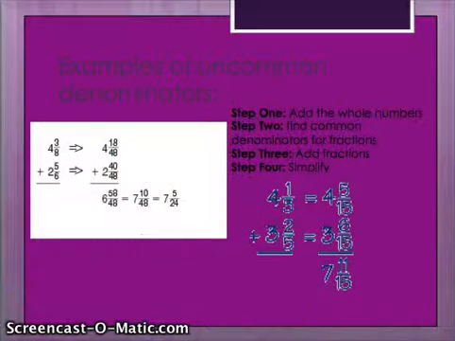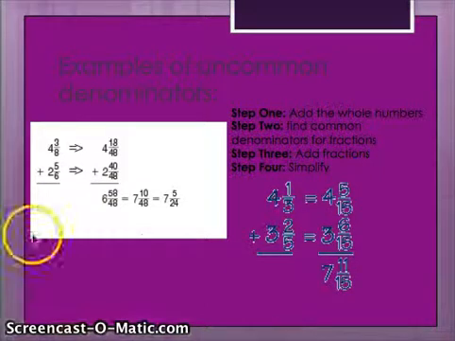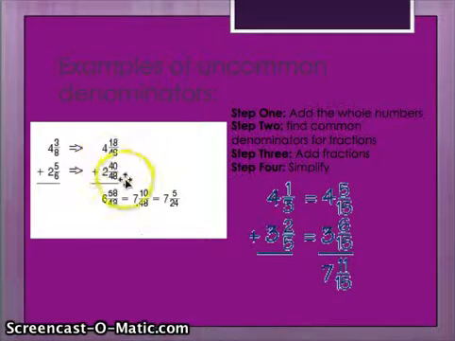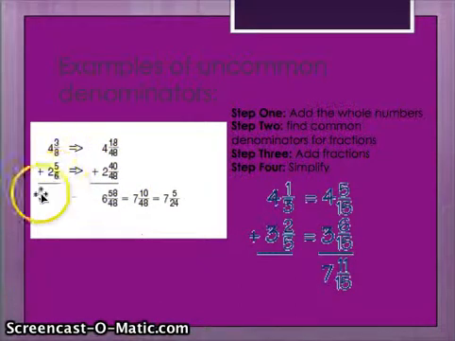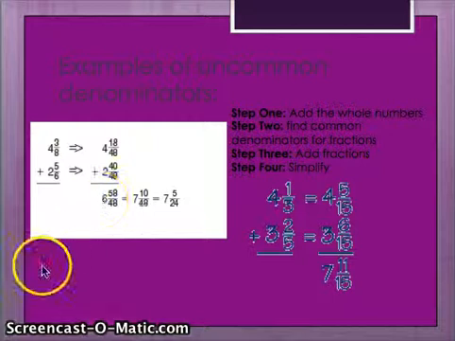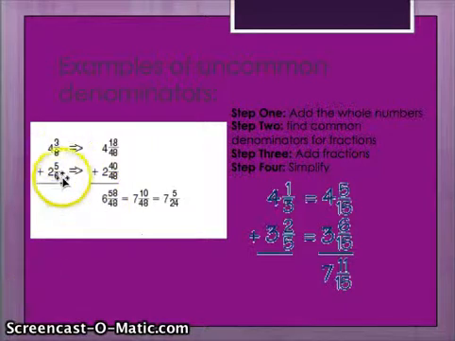Here's another example of uncommon denominators. Again, we find the common denominator. You can either add your whole numbers first or you can do your common denominators. Either step is fine. So 4 plus 2 is 6, and then I'm going to find common denominators for 8 and 6, which the closest was 48.